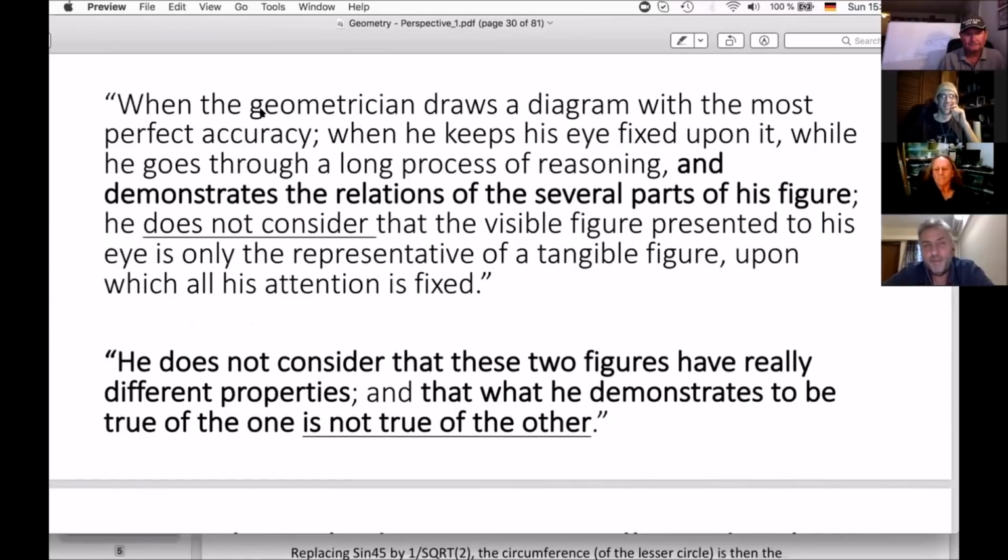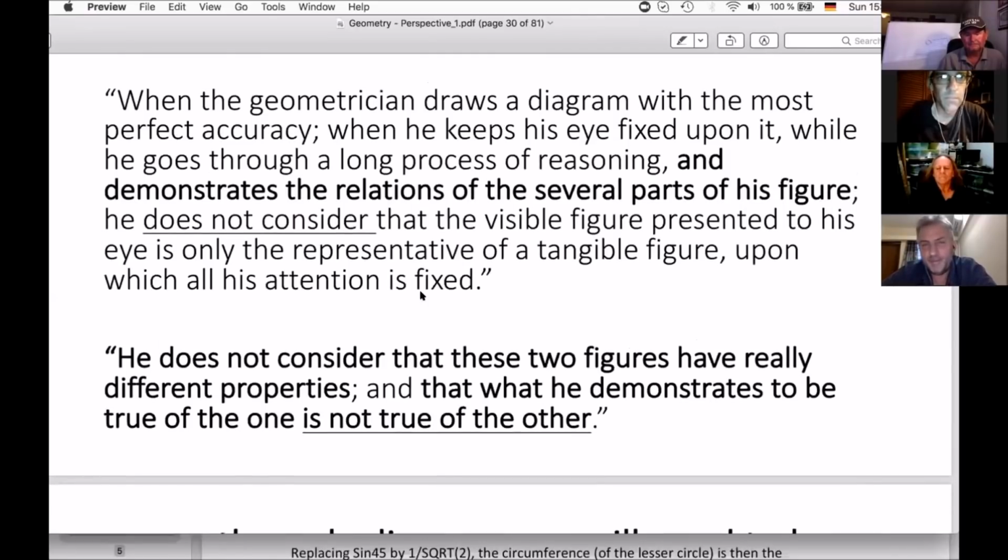When the geometrician draws a diagram with the most perfect accuracy, when he keeps his eye fixed upon it, and while he goes through a long process of reasoning and demonstrates the relations of the several parts of his figure, he does not consider that the visible figure presented to his eye is only the representative of a tangible figure upon which all his attention is fixed. He does not consider that these two figures have really different properties, and what he demonstrates to be true of the one is not true of the other.